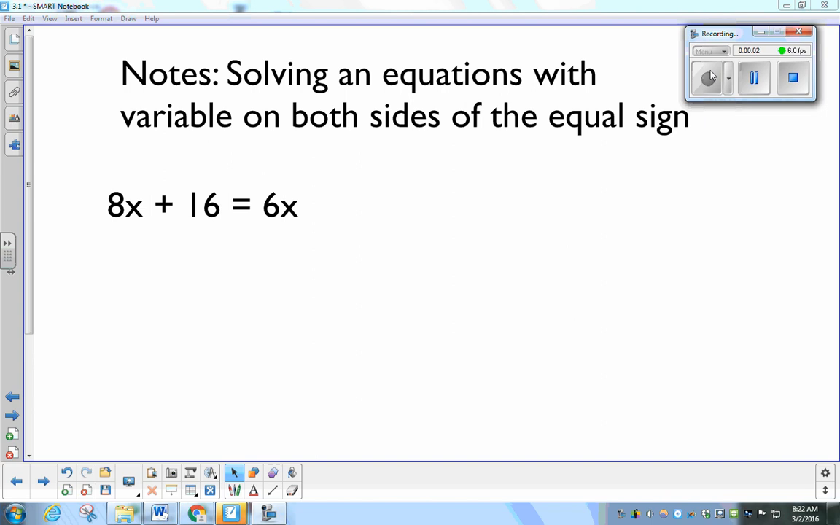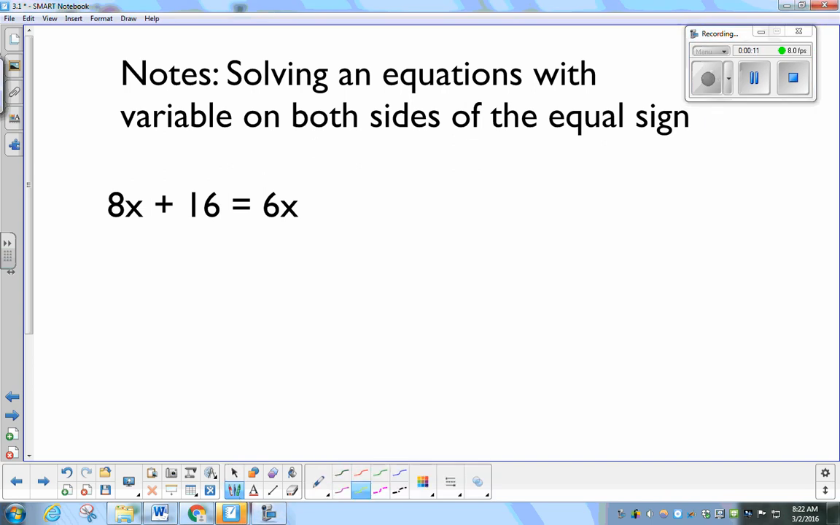All right, hi guys. I'm going to make a quick video on some notes that we took in class today, just in case you want to watch them again or if you weren't here. This is about solving an equation with variables on both sides.